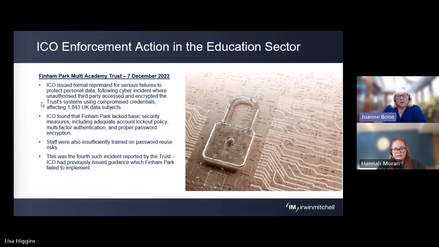Seems a bit harsh, Hannah, that they've been named and shamed via a reprimand for something that could really happen to anyone. Is there a reason why the ICO went down the reprimand route for this school?